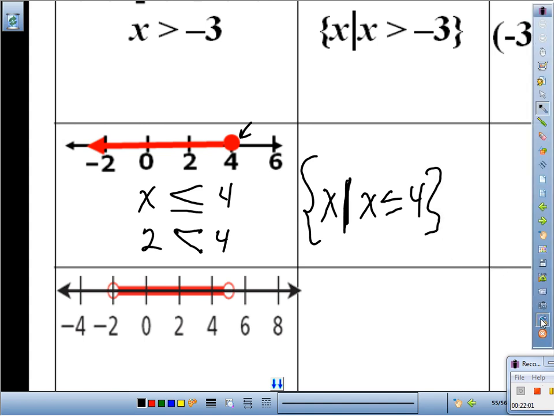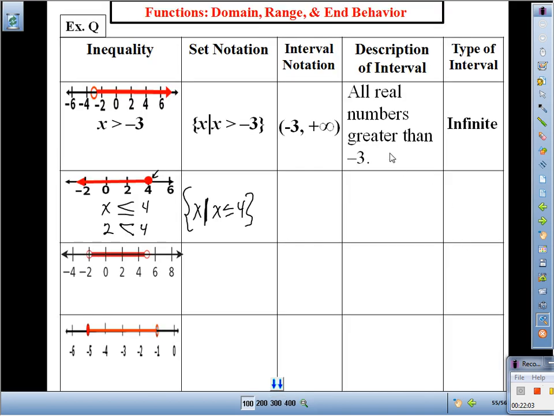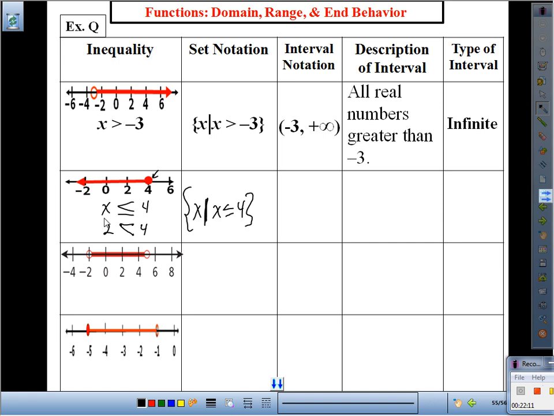All right, let's go to the interval. Interval notation. Look at the left side. What's the beginning point of the left side? Does it have a beginning point? No, it keeps going to what? To the negative side, to negative what? Infinity. That is correct. That's the left side.